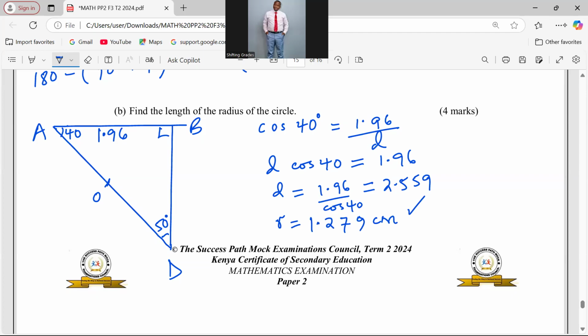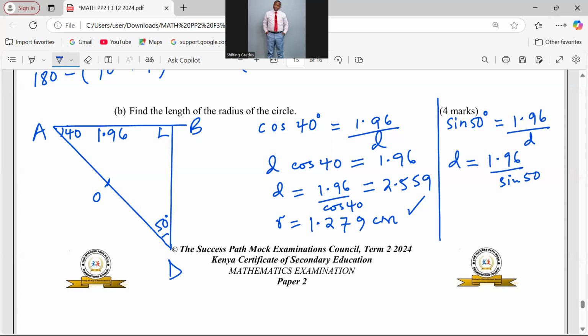Remember, I said that the sine and cosine of complementary angles are usually equal. So at this point, even if we had used the sine of 50, it will have a value equivalent to the cosine of 40 that has earlier been used. So d equals 1.96 out of the sine of 50. Sine 50 being the same as cosine of 40 will still give us a d, which is equivalent to 2.559. And we proceed to get the same radius of 1.279.